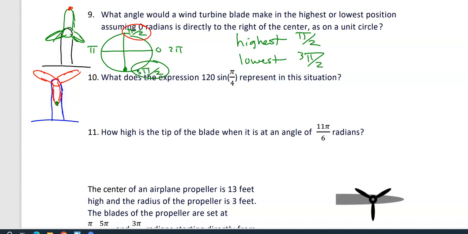Go ahead and take a look at problems 10 and 11. We have the last two problems for the turbine. Turn the video back on when you're ready to discuss those answers.